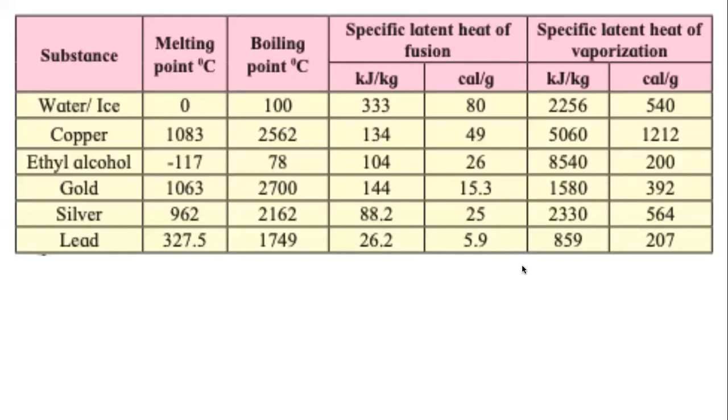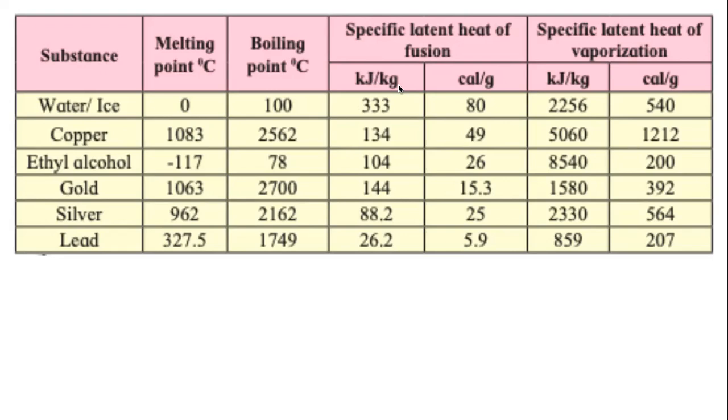After this, in the textbook, a table is given where specific latent heats of some substances are given. Let us see. The substances that have been mentioned in this table are water or ice. The compound is H2O. Then we have copper, ethyl alcohol, gold, silver, lead. The first two columns give us the melting point and boiling point. We already know 0 and 100 for water, ice. Specific latent heat of fusion, that means solid to liquid or liquid to solid. See, we have already seen joules and calories. Now here, we have not used joules, we have used kilojoules. And it's a specific heat, that means per kilogram.